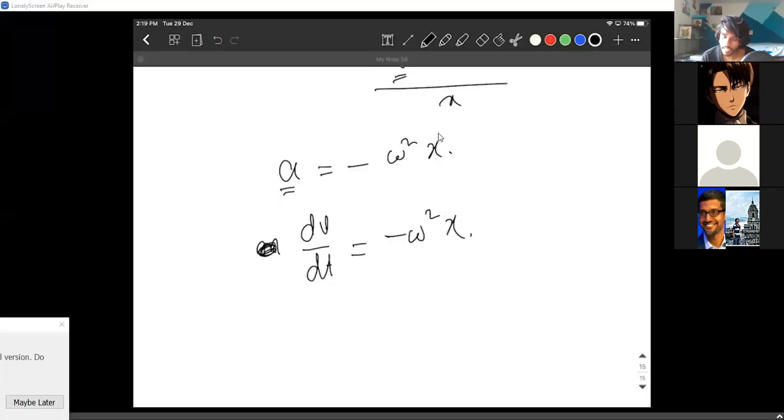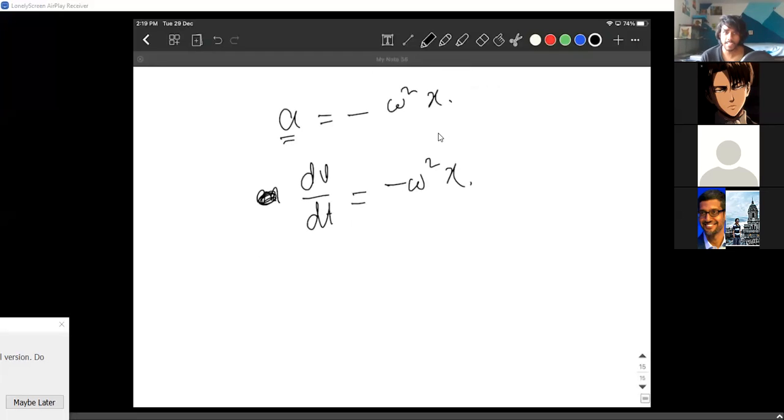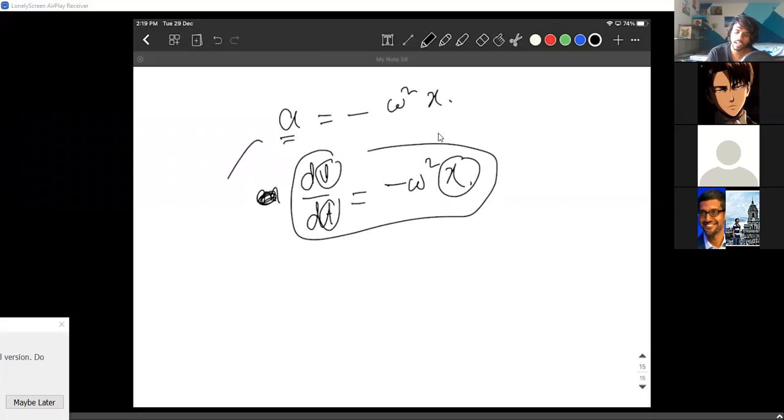So dv by dt. Now I can write it as dv by dt, but there are three variables now: the velocity, the time, and x. All three are variables. Now I don't want to do that. Instead of this, I would write acceleration as dv by dx into dx by dt.